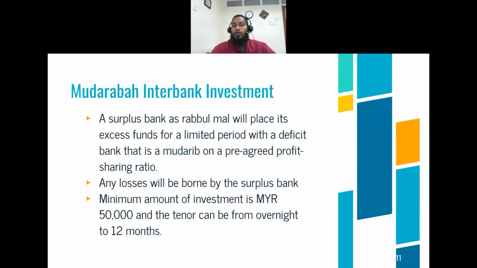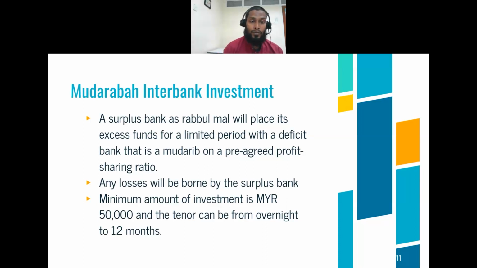So first we look into the interbank investment. In the interbank investment, one of the famous ones is the Mudaraba interbank investment. When one bank is a deficit bank, it needs liquidity, it needs cash. At the same time, there is another bank that has a lot of cash, a surplus. It is not good for that bank to keep a lot of surplus. It's better for it to invest and get some return.